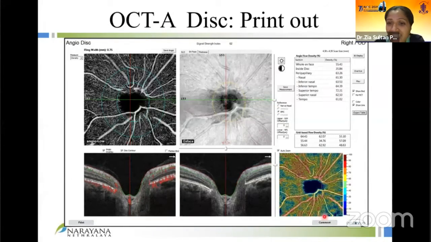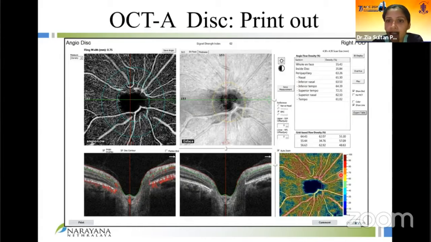And over here, we have a heat map. Now this is important because this is not compared to normative data. We don't have inbuilt normative data for this machine as of now, but this is basically the hot and cold colors showing how much vessel density there is. So if you see the central area, it's only between 0 to 20%, whereas if you look at, say, this supratemporal area, it may be around 60 to 70%. So this is just a heat map for you to localize areas of poor vessel density.